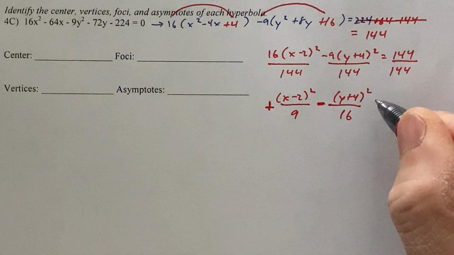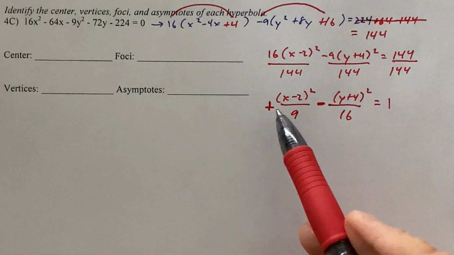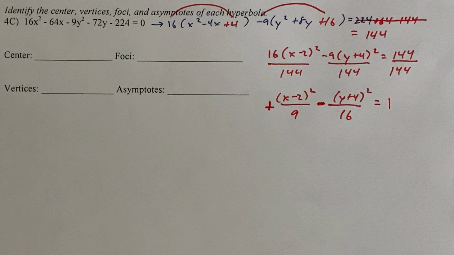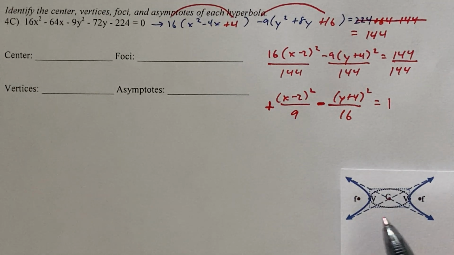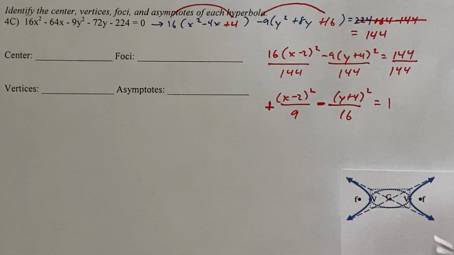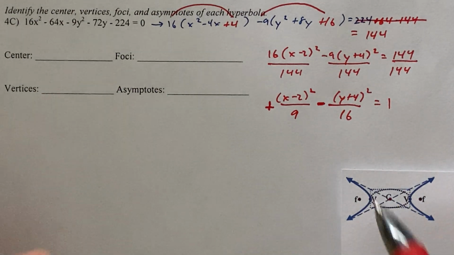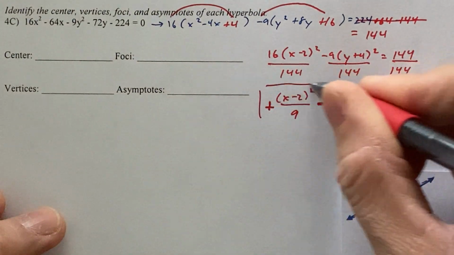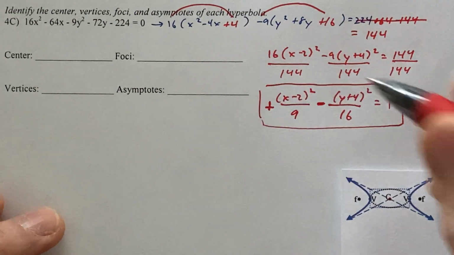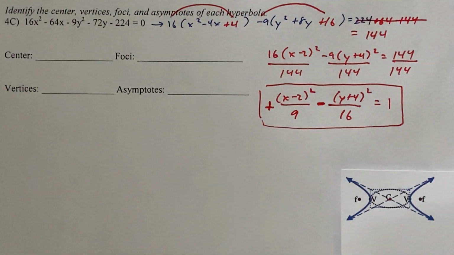Okay, and let's finish this up. So that equals 1. So because this is positive and this is negative, then I know it's got to be a left-right hyperbola. So just visualize this, okay? Once we have this user-friendly form, then it's just a matter of figuring out what the numbers are and just being able to do basic geometry translations.